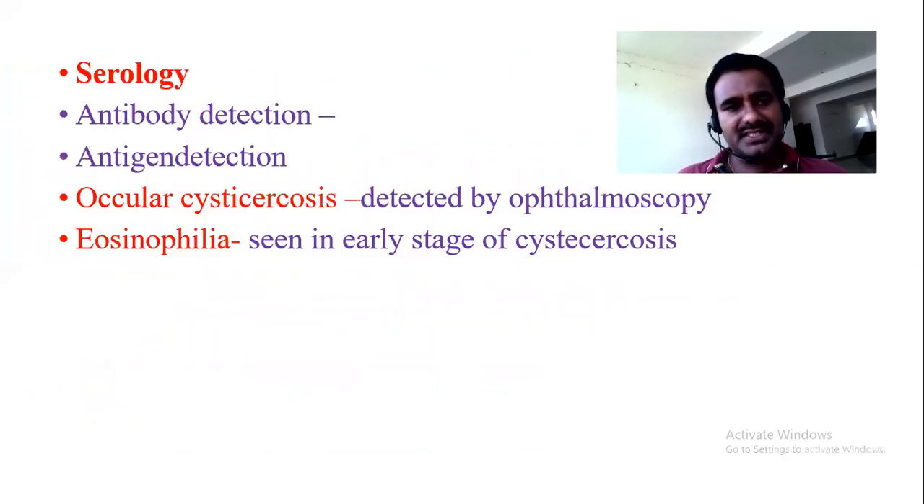So serology will be antigen detection and antibody detection. Ocular cysticercosis will be observed with ophthalmoscopy. Eosinophilia is seen in the early stage of cysticercosis.